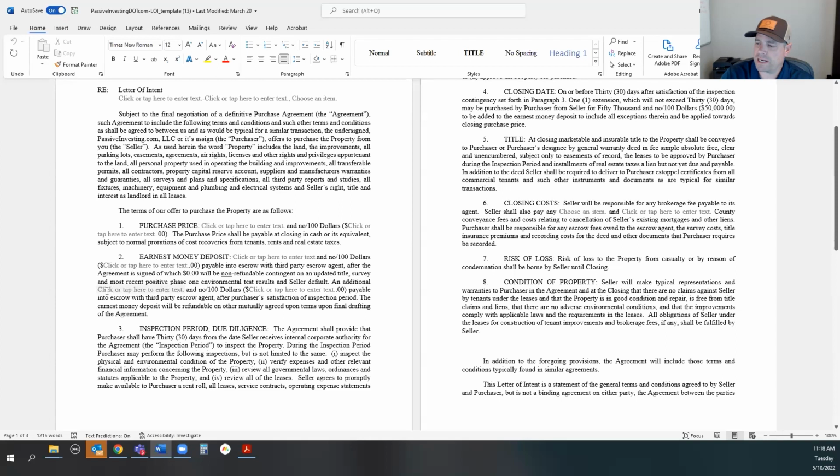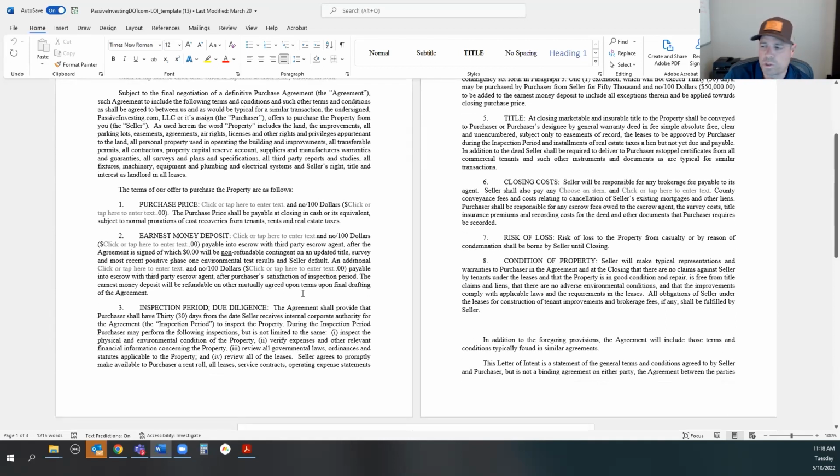And then there's also a second deposit here. So usually we'll break that up 50-50. So if you put 1% down right here, and then how much of that 1% is going to be non-refundable, and then another 1% here. But you can get creative with that. And then that all goes into the purchase and sale agreement once we're done.